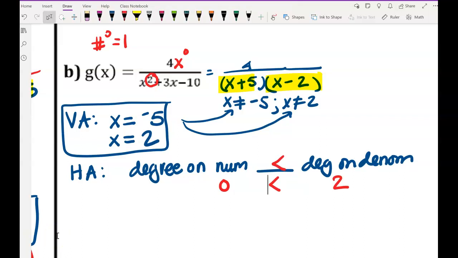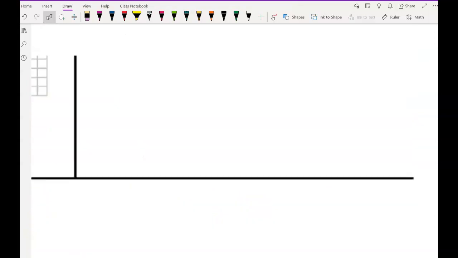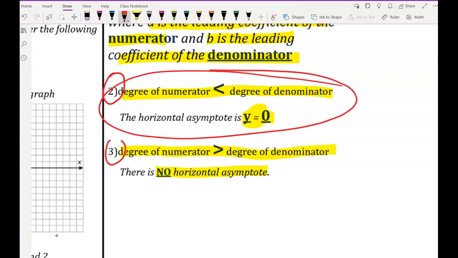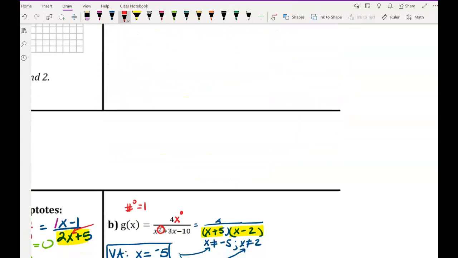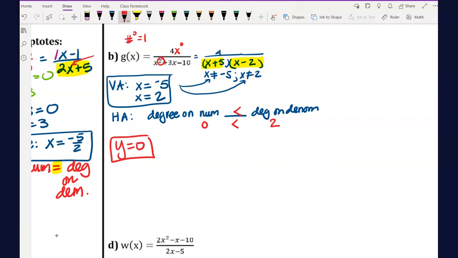So right now, since it's less than, we go check out our cases. Case number 2, yes, it is. The degree on the top is less than. That means the horizontal asymptote is always going to be y equal to 0. Y equal to 0 is our HA.